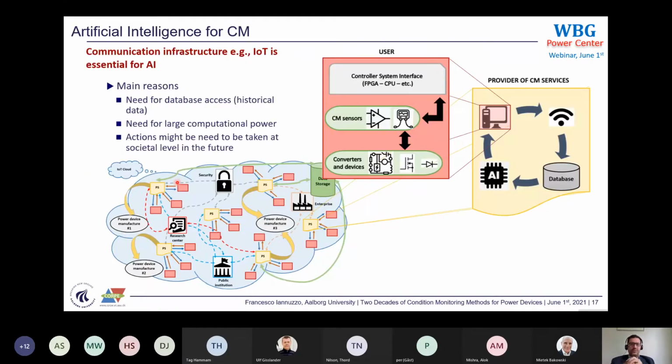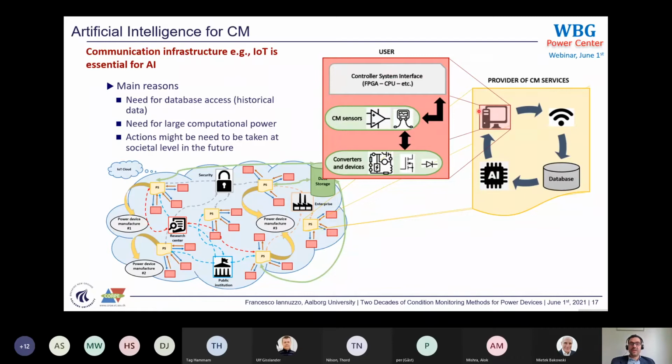So a few words about why I was thinking of communication infrastructure for condition monitoring. Basically, the reason is very simple. If you think of your power electronics unit like this red one here, you have your converters and the devices you would like to monitor. You have condition monitoring sensors, and then you have a controller, which is not just a controller, it's rather an interface, because this unit is of course in charge of controlling and making sure the function is carried ahead, but it also has a communication function with the other world.